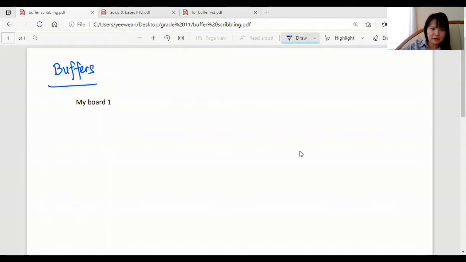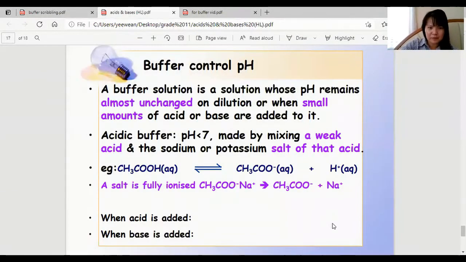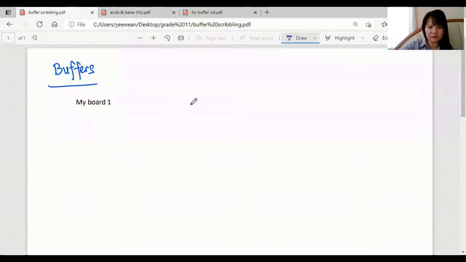So what's a buffer? In your notes, you'll see that a buffer is a solution whose pH remains unchanged if you add a little bit of acid or a little bit of base to it. Even if you dilute it, the pH remains almost unchanged. So that's a buffer. How do we make a buffer?